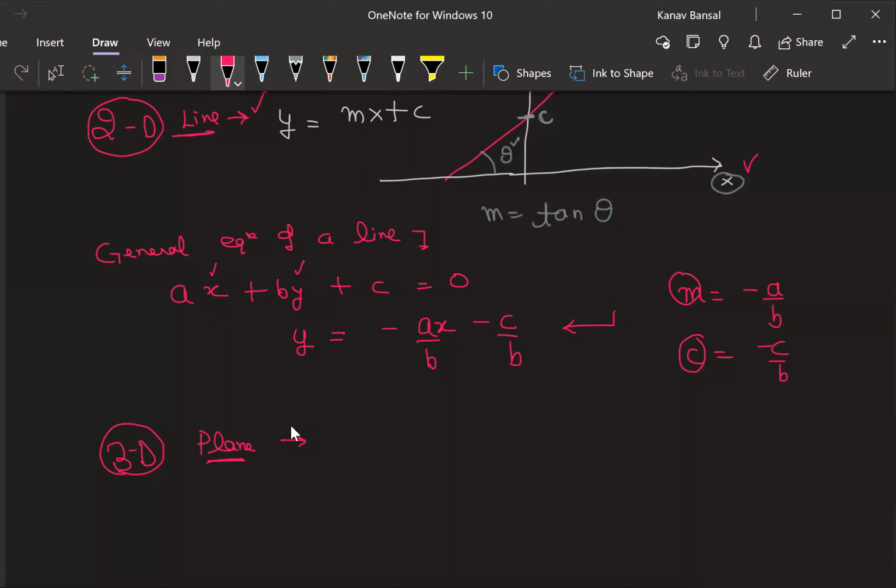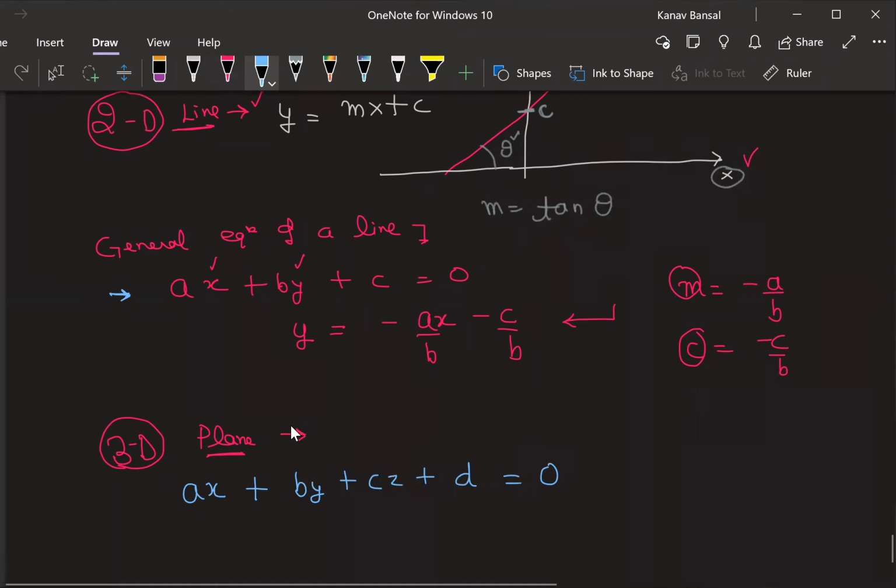Now, can anyone tell me what is the equation of a plane in three dimensions? A plane is a three-dimensional thing, right? So what is the equation of a plane? See, this is the beauty of linear algebra and vector algebra. You remember the general equation of a line? We have already seen this. So we can simply write it like this: ax, right? We have three dimensions now, so ax plus by plus cz plus d equal to 0.